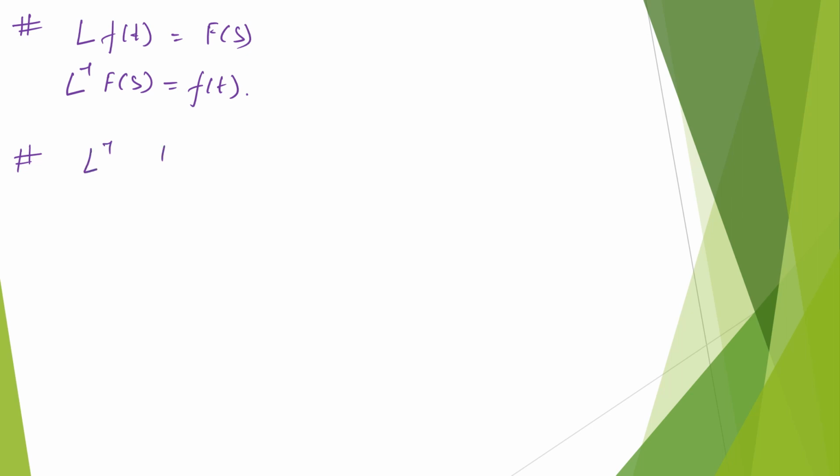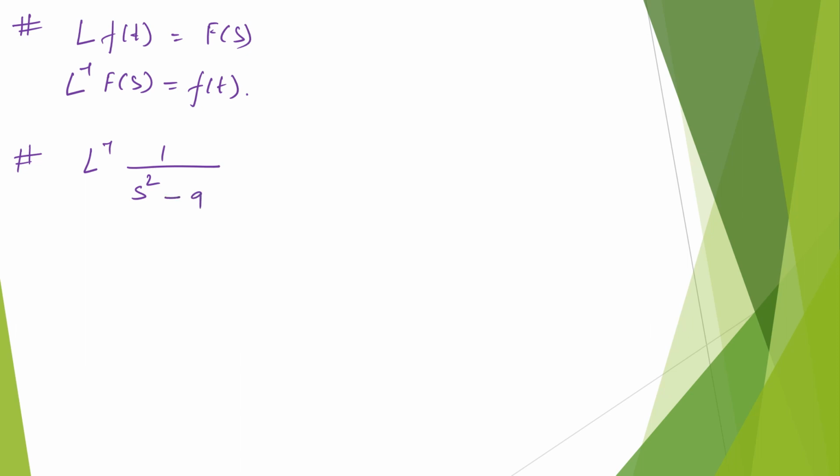Now we consider one example. Before starting it, I just want to recall that the Laplace of a function f(t) is always a function of s. Now in the inverse Laplace, we always have the function of s and we need to find the function of t. If we consider the first example, find the Laplace inverse of 1 over s square minus 9.